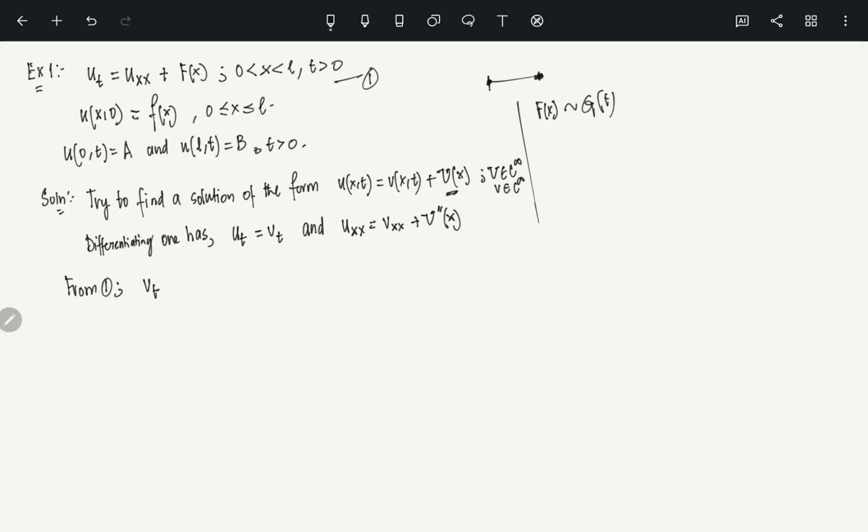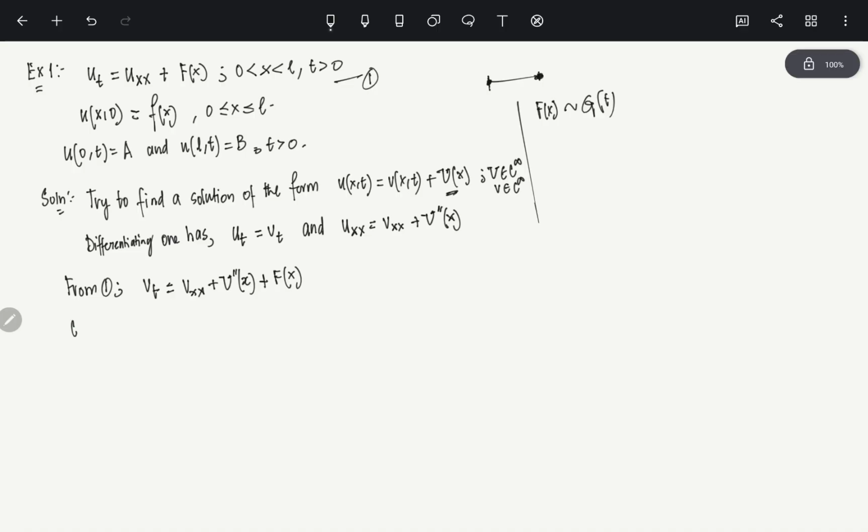Okay, now Vt is nothing but Vxx. So you see it is Uxx plus f of x, right? Uxx is Vxx plus capital U double prime of x, plus that f of x is there. And so ut is equal to this. Now you see the choice of capital U is on us, right? So we choose it in such a way that V solves the homogeneous equation.